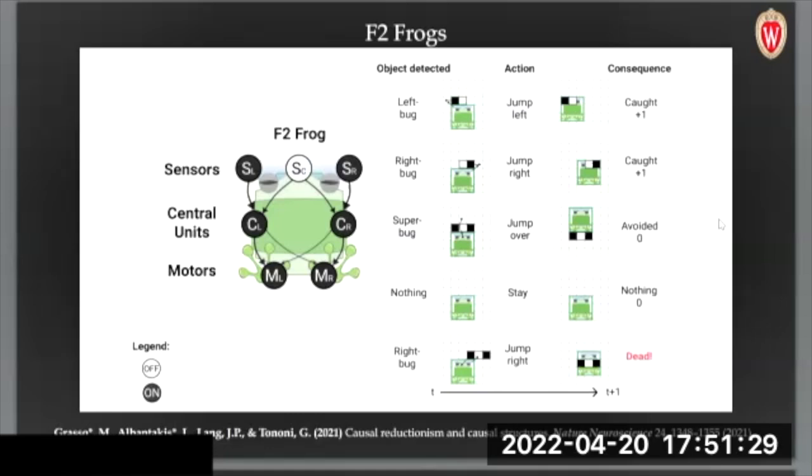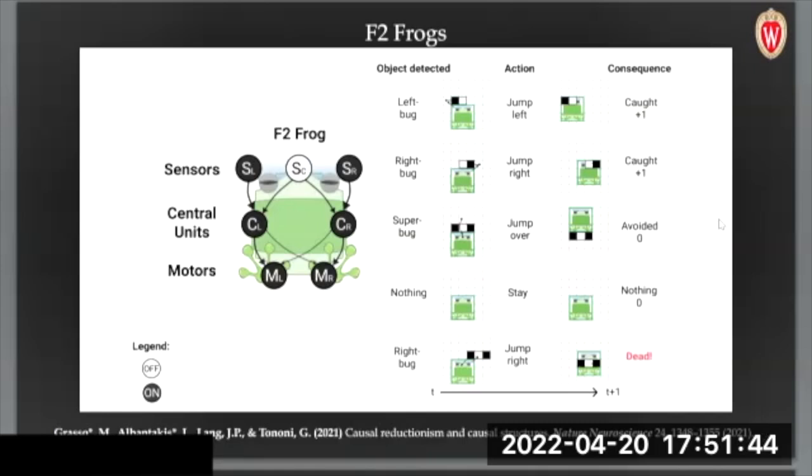The state of CR has already been caused by detecting a right bug. So there is nothing else left to be caused. There's nothing else that we need to predict that the frog will jump. The two units will activate together and the frog will jump.